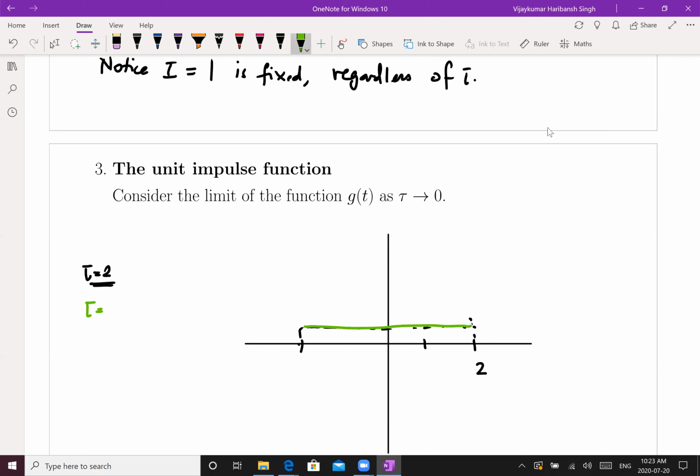Now when tau equals 1, the function goes from minus 1 to 1, with height 1 by 2. So this is how the function will look. Now, if you let tau go to 0, you will get a peak like that. It goes to what? Infinity, right? So this is how the unit impulse function looks.